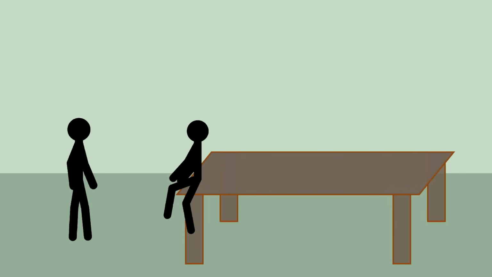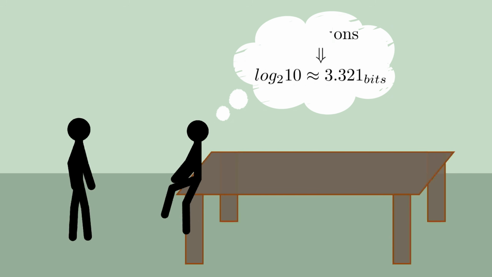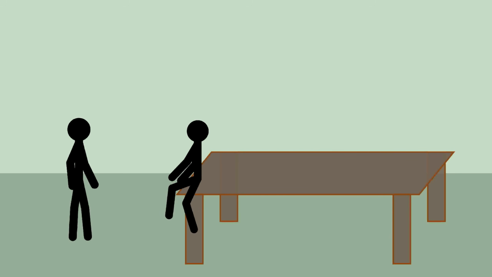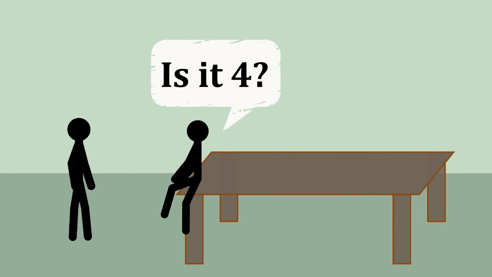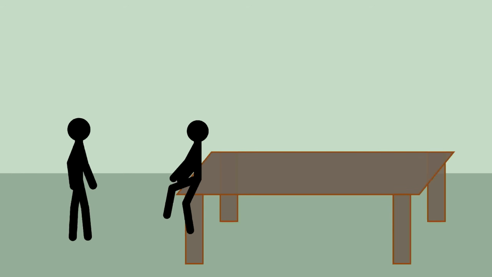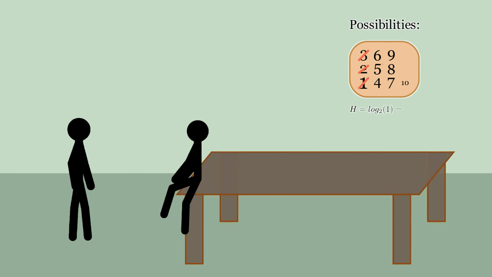To understand entropy better, let's say I pick a random number between 1 and 10 and ask you to guess it. You know there are 10 possible options, so using the relationship we found, you calculate there's an entropy of log 10 bits. You could ask me a question, like, is it the number 4? There's a 1 in 10 chance I actually picked the number 4, in which case you'd reduce your possible options to 1 and the entropy to 0.